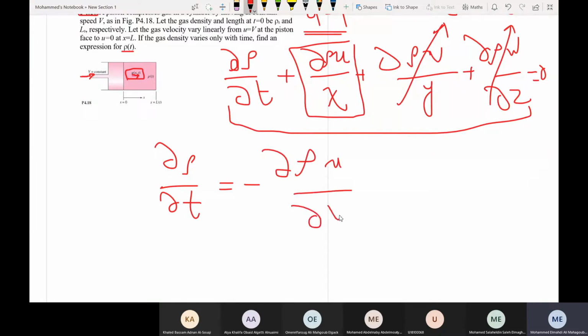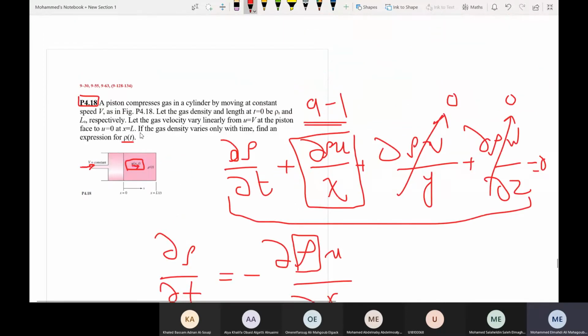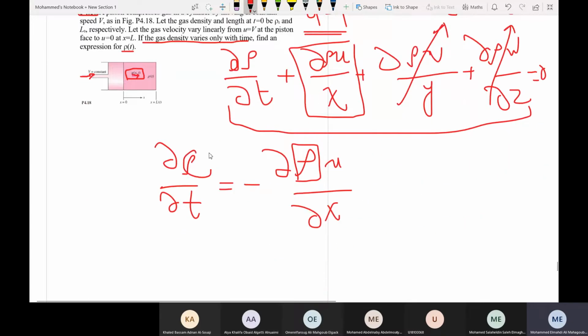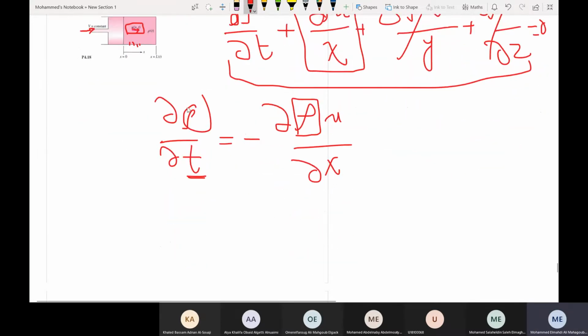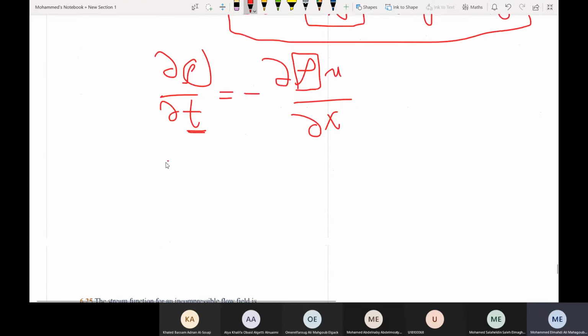We can get this rho outside. Why? Because in the question it says that the gas density varies only with time. So the density is only a function of time and nothing else. It's not a function of space. Here, the density will be the same, but as time goes by, the density will be changing due to the compression. So the density is not a function of space, only a function of time. So we can get the density outside.